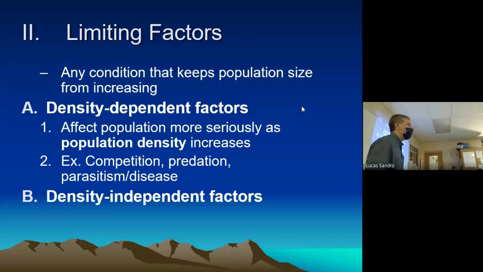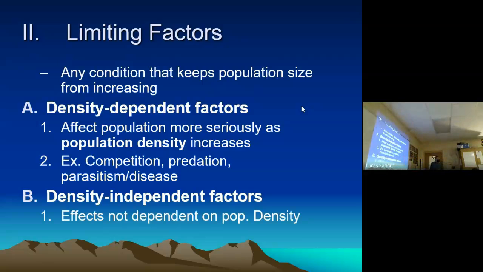A volcano erupting is a perfect example. White hot molten lava flow doesn't care if you're crowded or not. It's going to kill what it kills no matter what. That's absolutely right. Anything that you could qualify as like a natural disaster kind of thing is going to count as density independent. Its effects are not dependent. A flood, a fire.